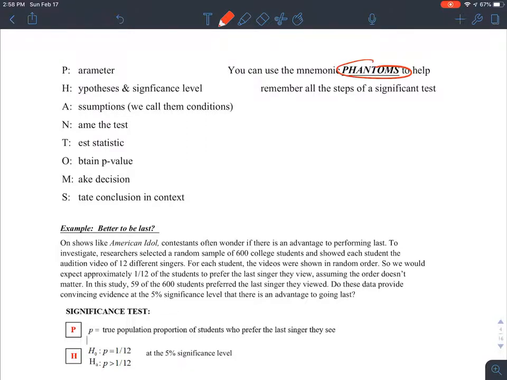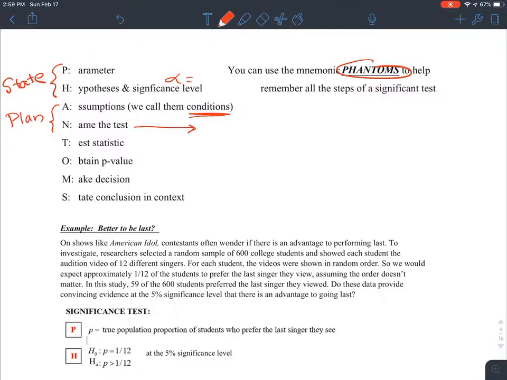To start this out, you're always going to list the parameter that the claim is about. The H means you list the null hypothesis, the alternative hypothesis, and whatever the alpha level is. So the P and the H represent the state portion of state, plan, do, conclude. Then we have the A, which represents assumptions, which is what we've previously called conditions. You would list your 3 conditions for the proportions, and then also name the test. This is what makes up the plan.